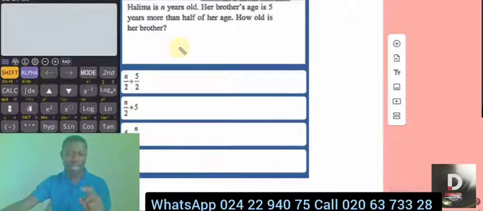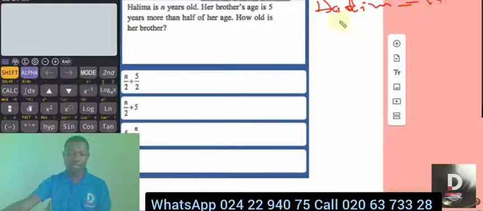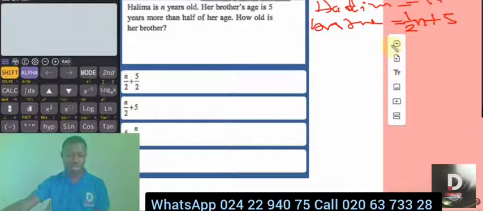Halima is n years old. So that's Halima's age, n years old. So Halima plus n. Okay. His brother's age is 5 years more than half of her age. So the brother equals 5 years more than half of her age. So more means plus. So 5 years more than what? Half of Halima's age. Do you agree? We represented Halima's age by what? N, according to the question.